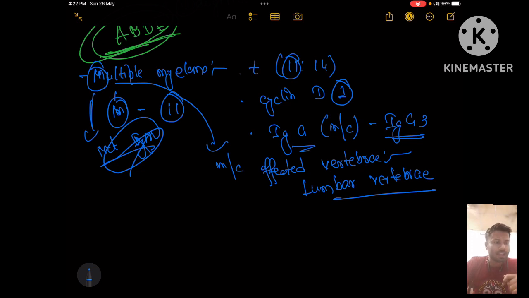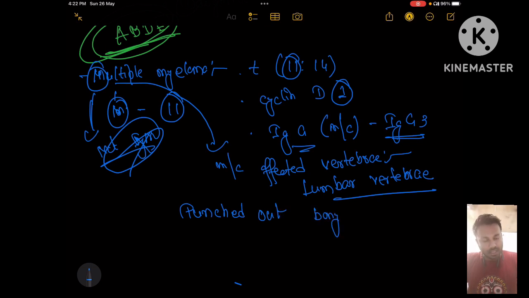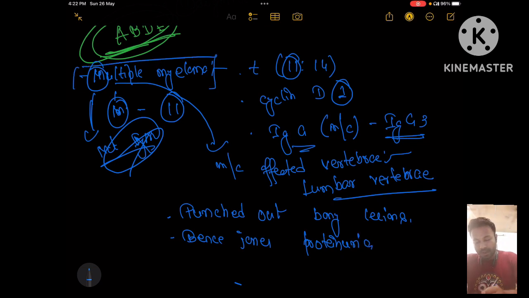Here are two other important points. Here we can see punched out bony lesions. Next important point, Bence Jones proteinuria. It is seen in multiple myeloma.